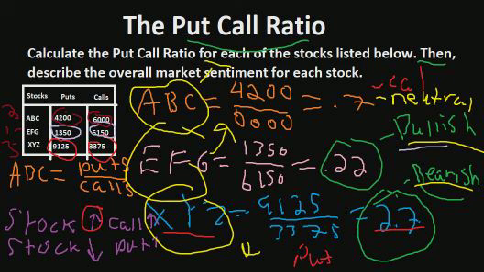So to conclude this video, basically any ratio that is under 0.5 is going to be bullish. Anything in between, like 0.5 and 1, is going to be neutral. And anything over just 1 flat, like the stock here, XYZ, is going to be bearish.